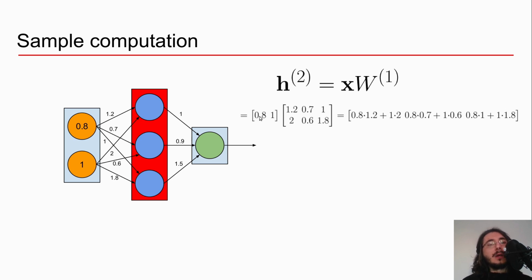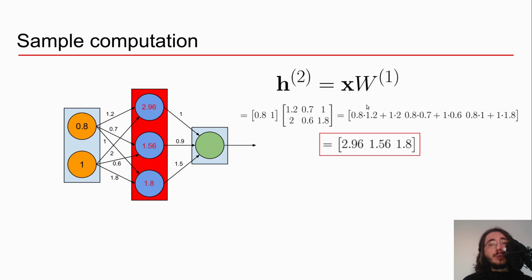Here we have the row vector, the input vector, 0.8 and 1. And here we have the weight matrix, all of these weights organized in a weight matrix. Now we can perform a matrix multiplication. Very briefly, what we are doing is calculating the dot product between this row vector and this column vector. Here we have the result for the first neuron, then we shift and we have the result for the second neuron and the result for the third neuron.